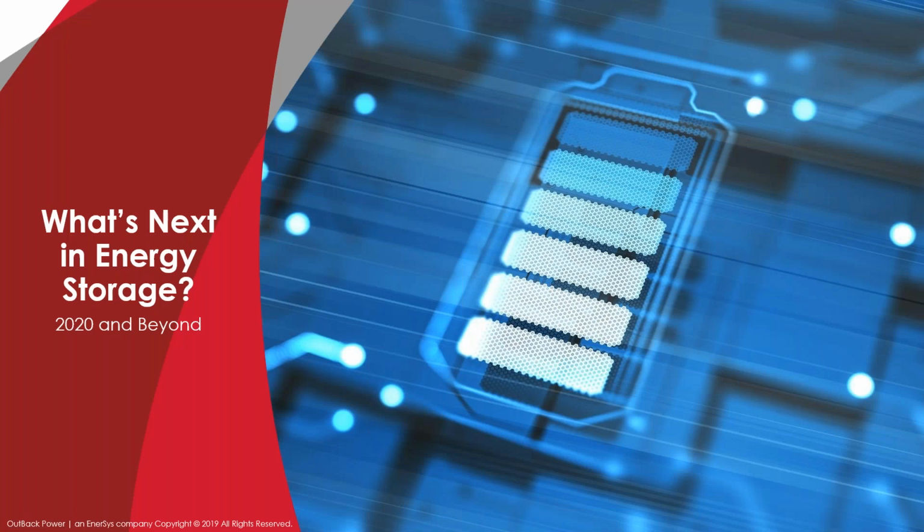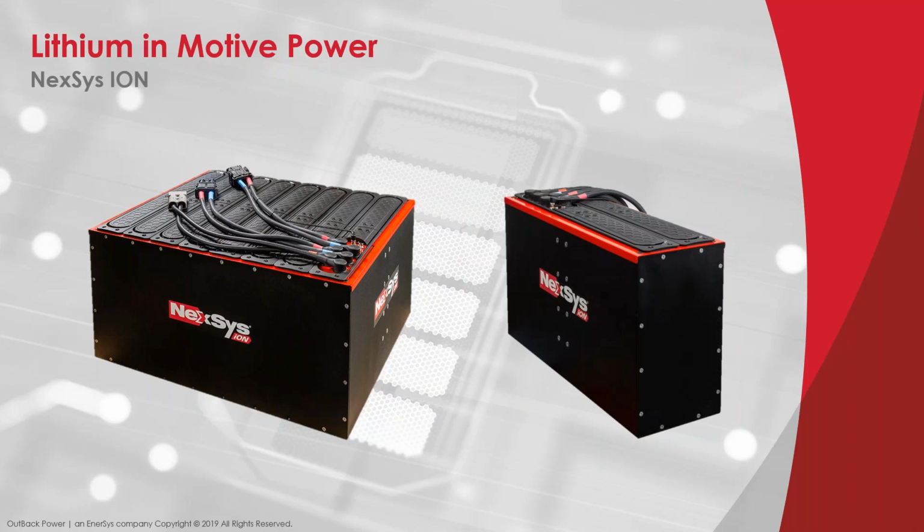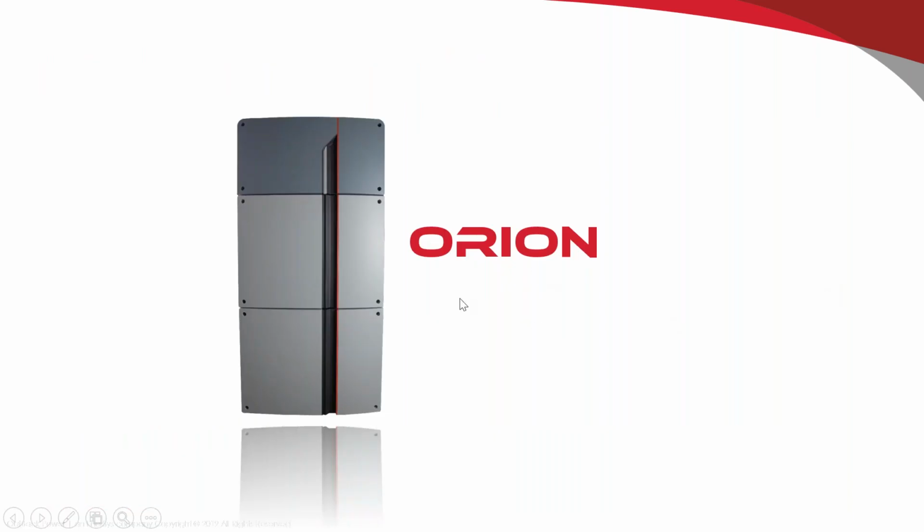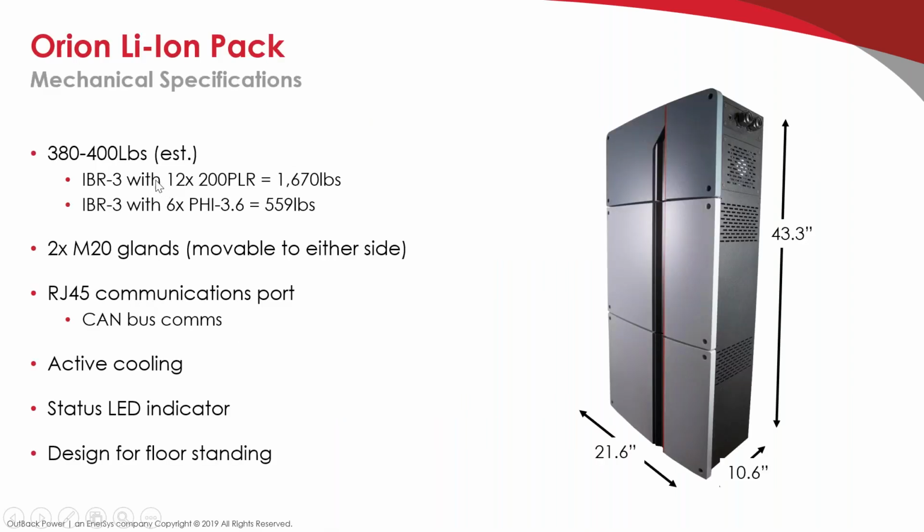Okay, so what's next? EnerSys has already been making some advancements in lithium in what they call their motive power, which is primarily forklifts. EnerSys has a huge market lead in the forklift battery market. Also, they have some telecom style UPS backup, standard telecom rack size solutions. EnerSys is coming up with a custom-made rack for Outback that goes along with our new Skybox industrial design that we're calling Orion. Mechanically, if you look at this, it's about 380 to 400 pounds.